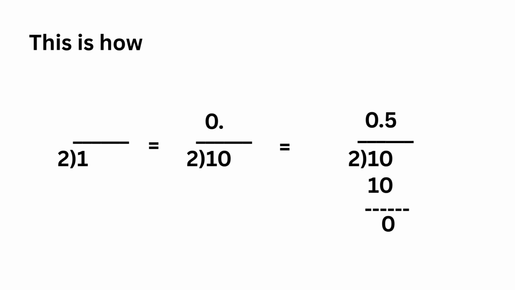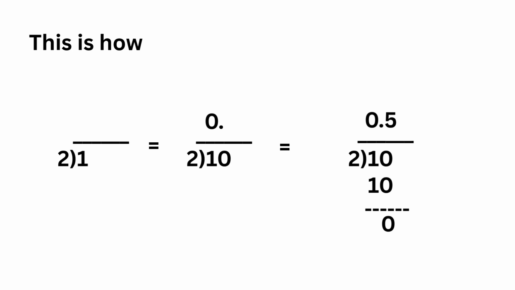1 divided by 2. You draw your long division lines, then put 1 inside and 2 outside, because 2 is dividing 1. So 2 into 1, it cannot. So you put 0 point at the top. Then you also add 0 to 1 to make it 10.